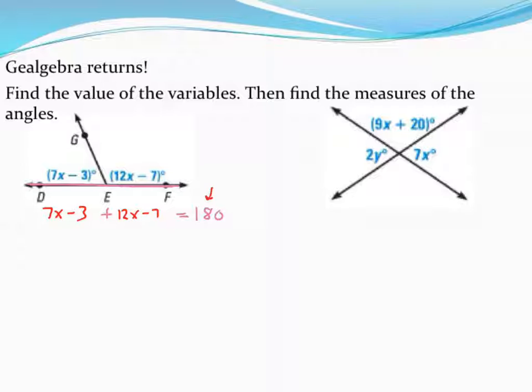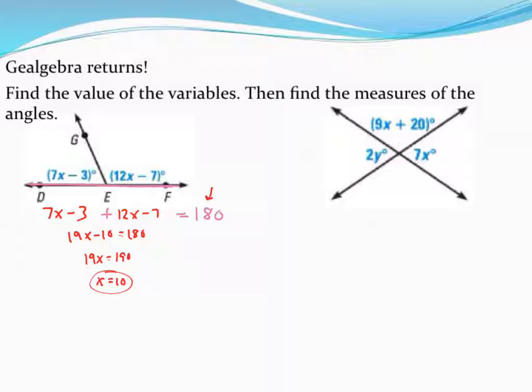Either add them up to equal 180, like we did in this case, add them up to equal 90 if they're complementary, or put the two angles equal to each other if they're vertical. So now that we have our geometry done, let's go ahead and do our algebra to solve this. If I combine like terms, I've got 19x minus 10 equal to 180. I'll add 10 to both sides, so 19x is equal to 190, and then divide to get an answer of x equals 10.